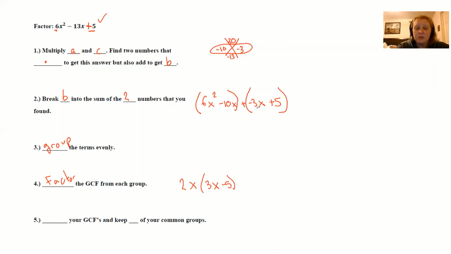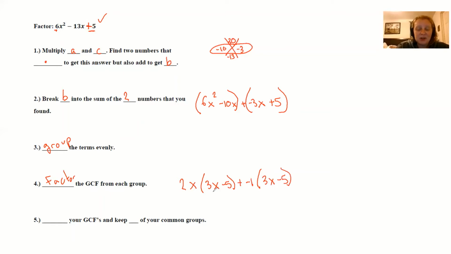Now for the next group, I typically like my x term to be positive, and right now it's negative. So I could fix that if I factor out a -1, because then I'll get 3x and -5.